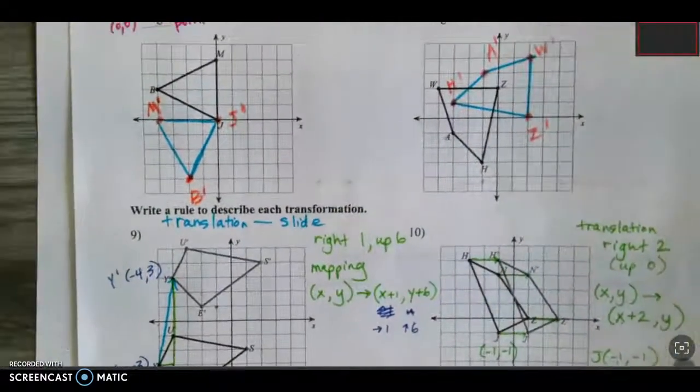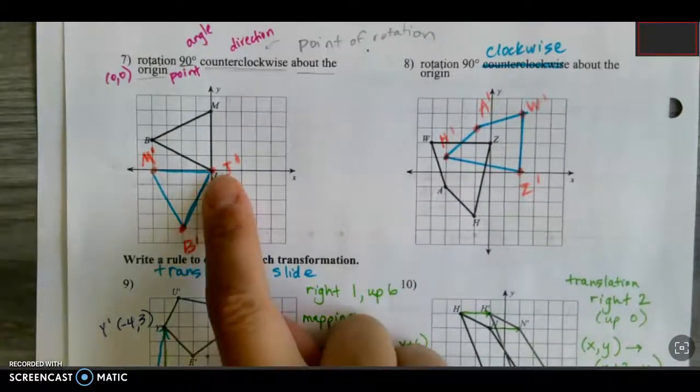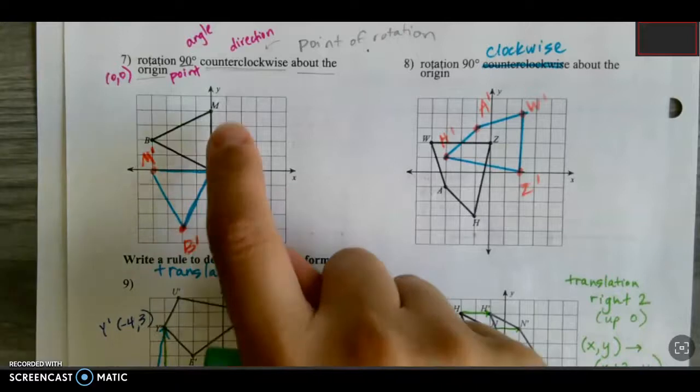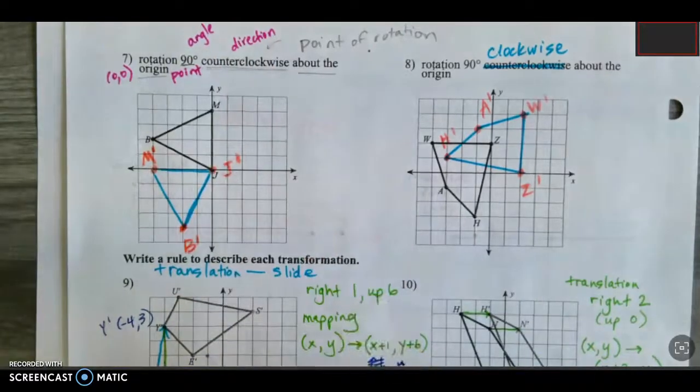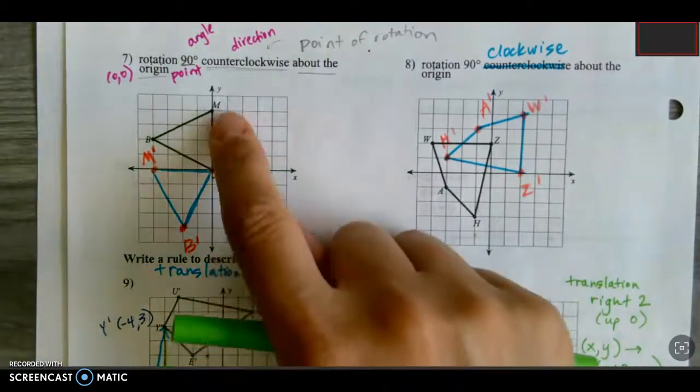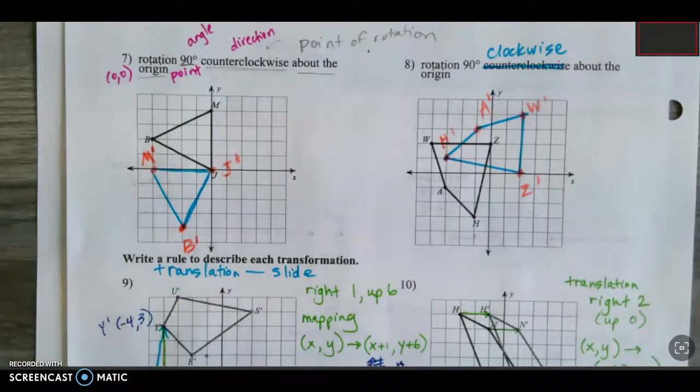Now with rotations, rotations are going to rotate around a point given a direction and an angle. An angle tells us how far. And so from M to M prime, you have a rotation of 90 degrees counterclockwise. And again, we did that with our patty paper so that we could see it and we could find the ordered pairs of the new image.